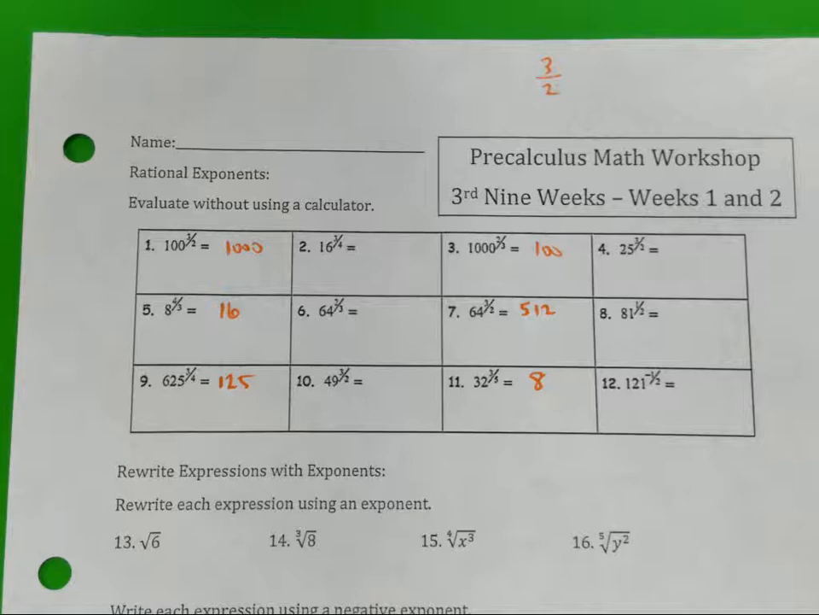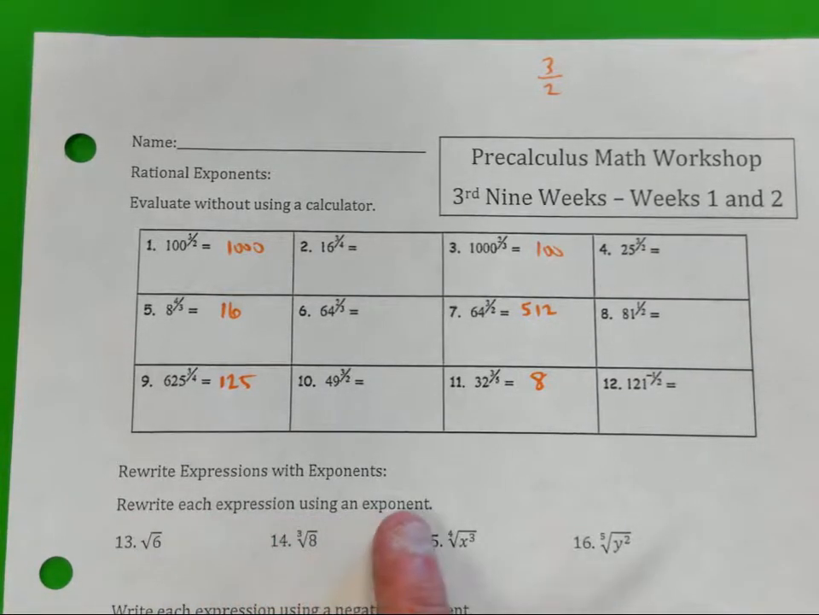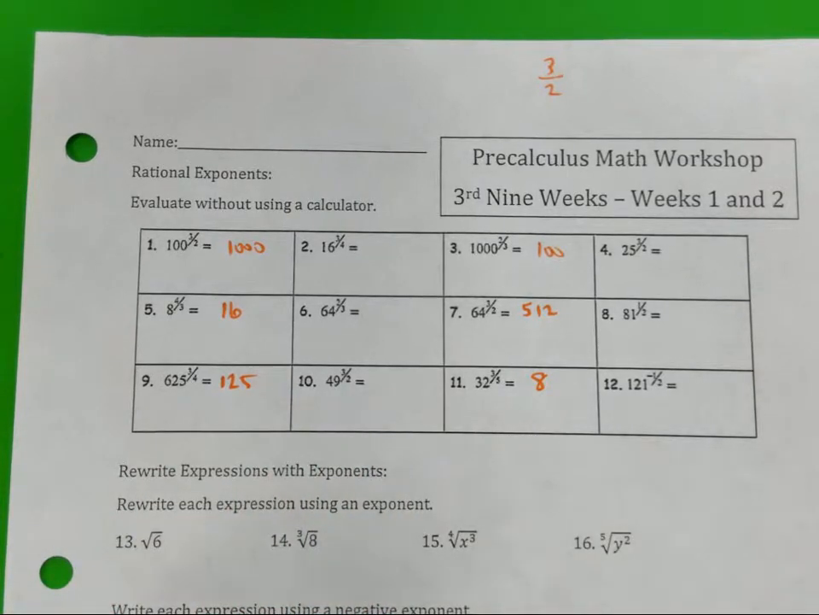Alright. Let's look at the next part. It says rewrite each expression using the exponent. We're not evaluating, we're not coming out with an answer, we're just going to rewrite it. How can I rewrite that using the exponent?